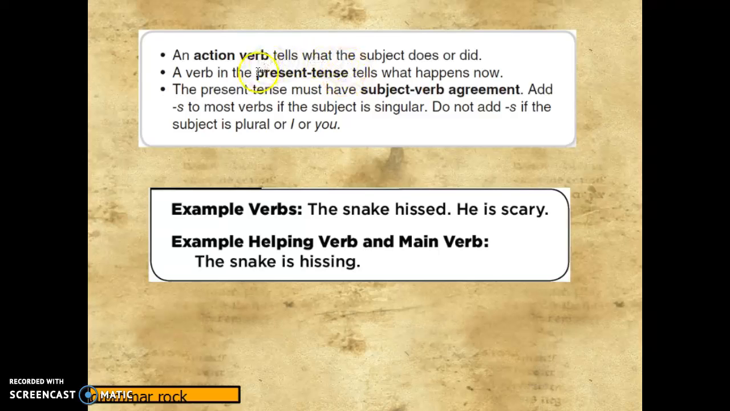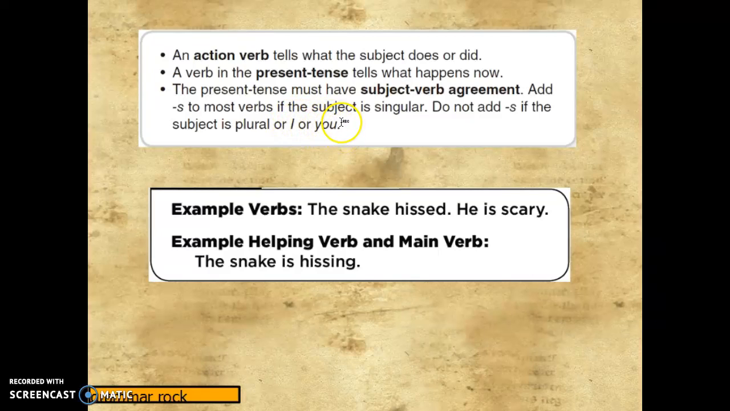So a verb in present tense tells what is happening right now. So if it's happening in the present, it's going on right now. The present tense must have subject-verb agreement. So the subject and the verb have to make sense and sound right together. We're going to be adding an S to most verbs if the subject is just one, or singular. We do not add an S to the verb if the subject is plural or if it's the word I or you.